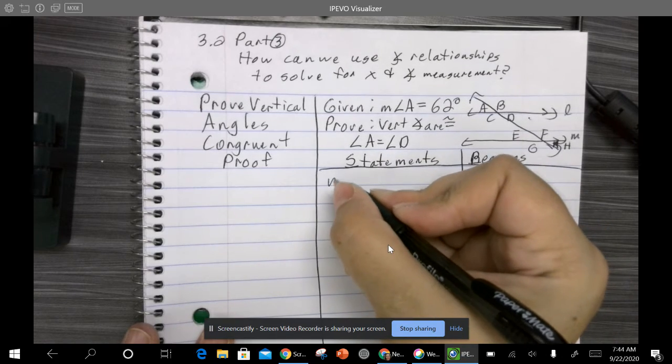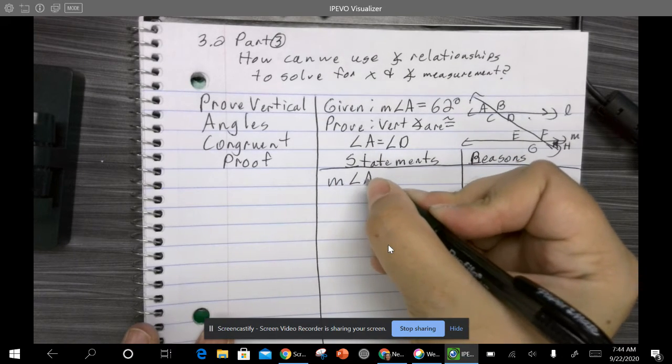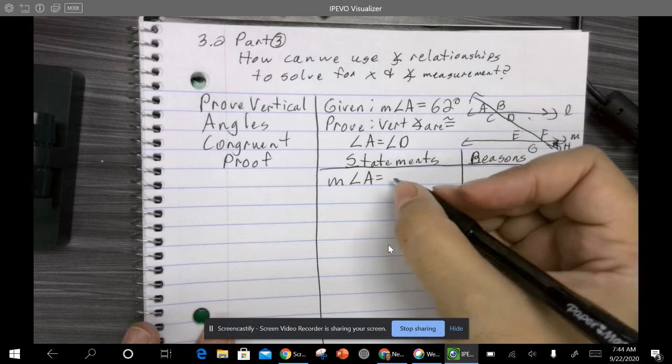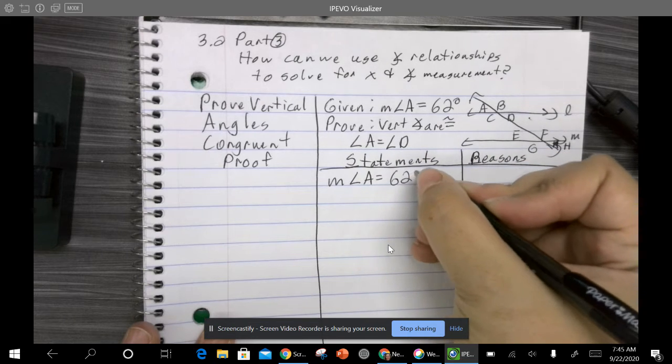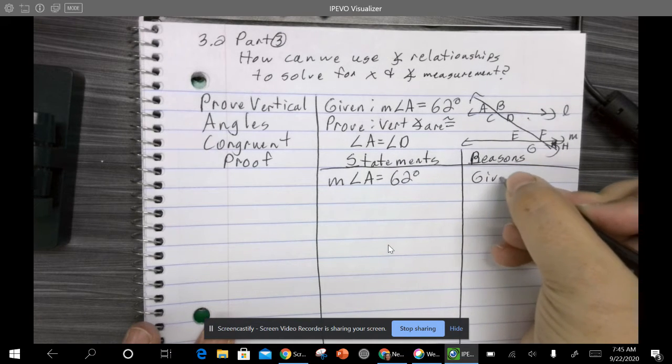Okay, and so we're going to have the measure. So happy fall, everybody. It's the fall equinox. So the measure of angle A is 62 degrees. So we're going to start with our given.